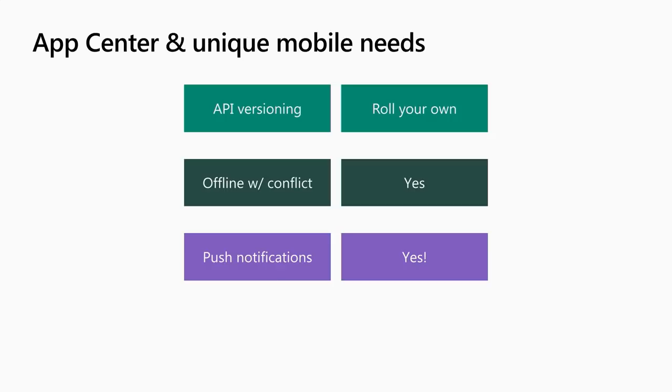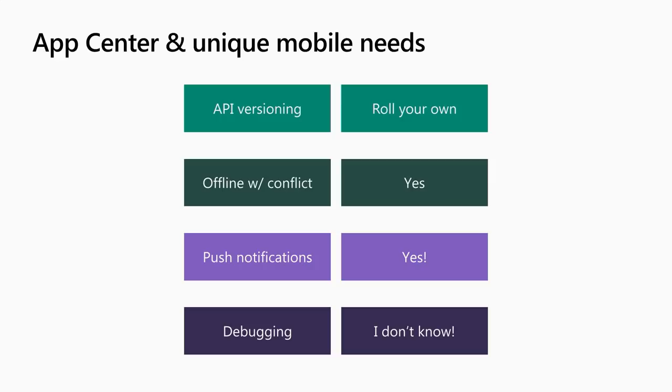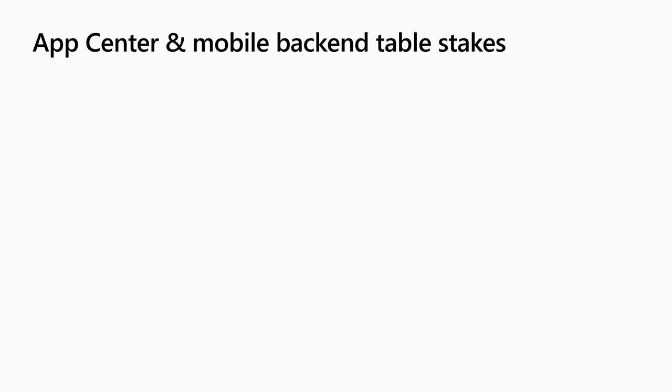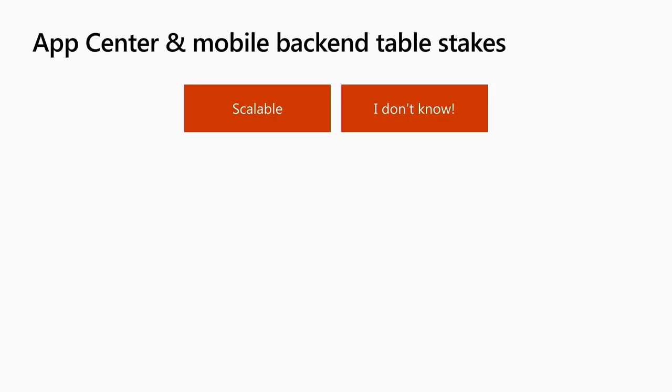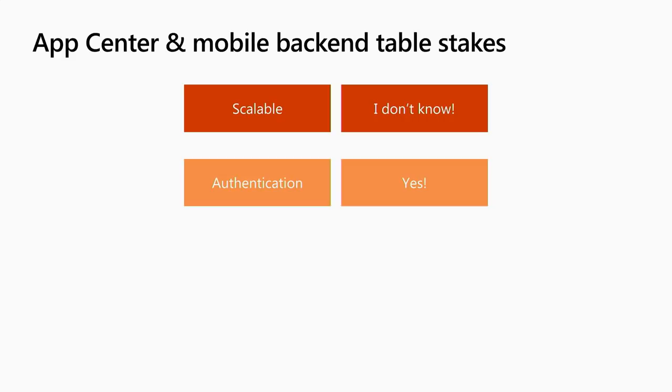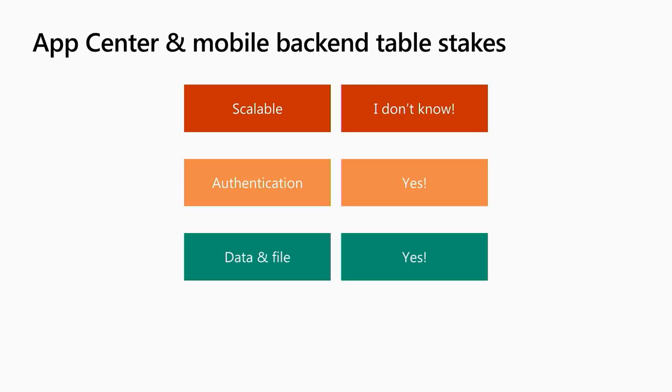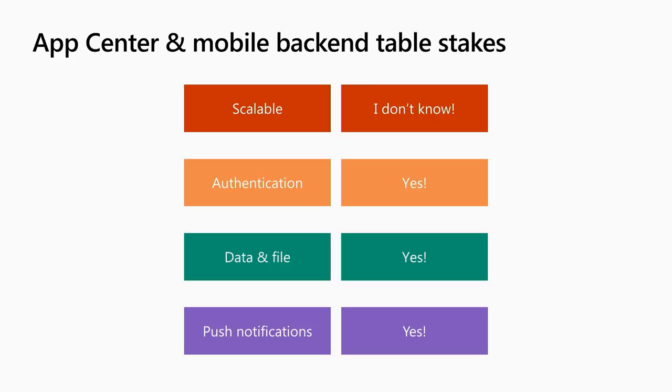Push notifications, it's there. Debugging, I'm not sure how tough or easy that's going to be yet. I haven't tried it. The table stakes, scalable? I don't know yet. Haven't tried it. Authentication, it's going to be there. It's built in. Data and file, it's there. Data is going to be there. Files coming up. And push notification, it is there.